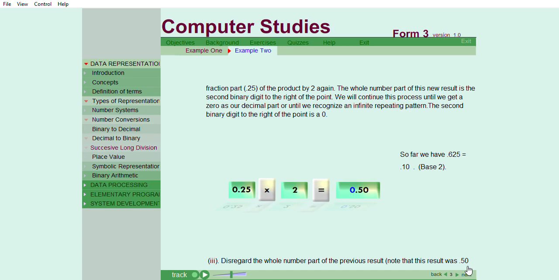The whole number part of this new result is the second binary digit to the right of the point. We will continue with this process until we get a 0 as our decimal part, or until we recognize an infinite repeating pattern. The second binary digit to the right of the point is a 0. So far, 0.625 is equal to 0.10 to the base of 2.